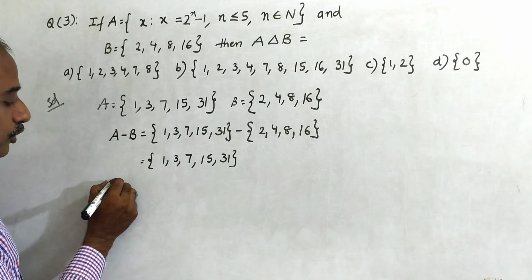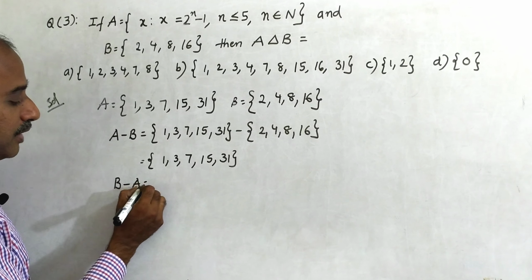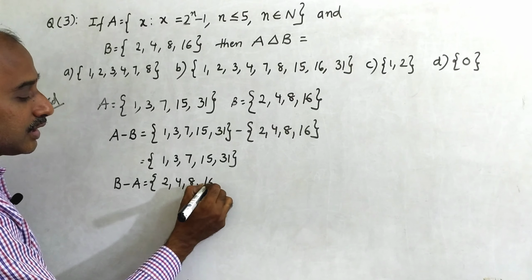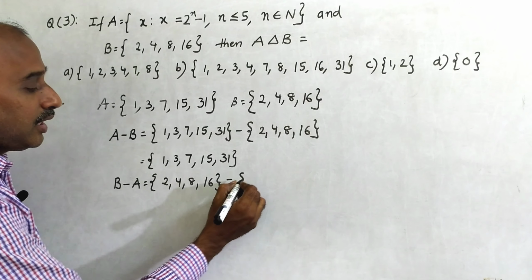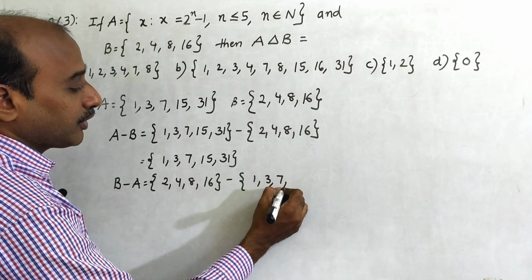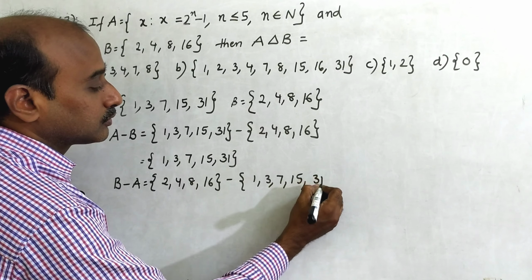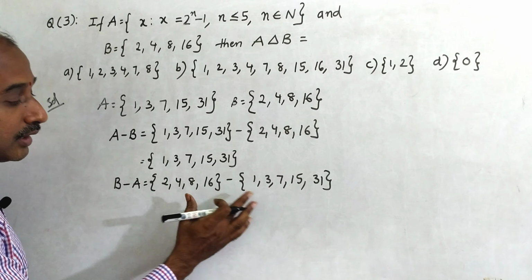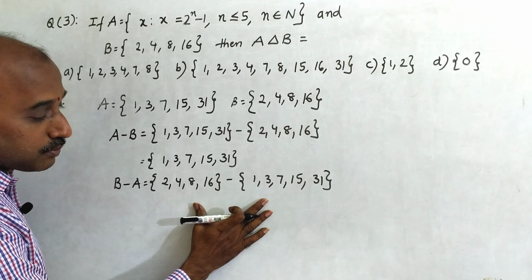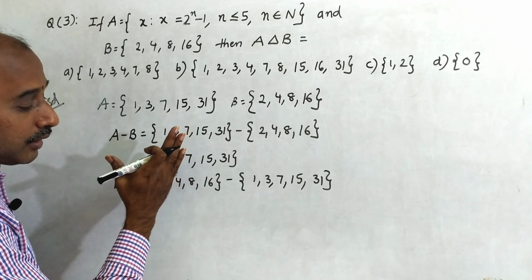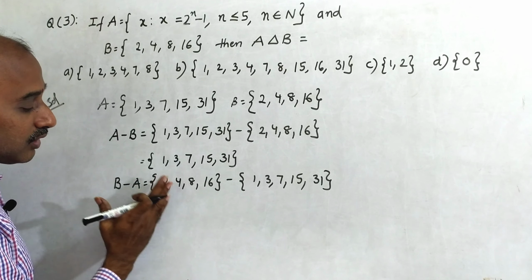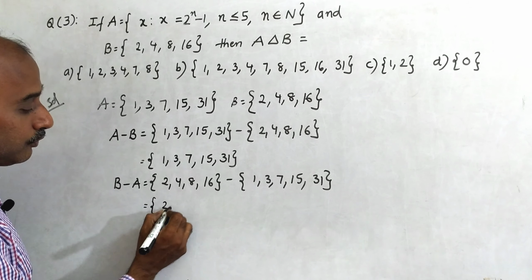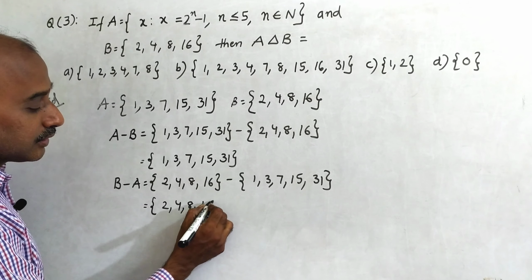Now come to B minus A. B minus A is equal to, you have to write first B, 2, 4, 8, 16 minus A, 1, 3, 7, 15, 31. As per our definition of A minus B and B minus A, here again there are no common elements in both. The remaining elements in the first set, what is the first set here? B. That you have to write. So this is nothing but 2, 4, 8, 16.